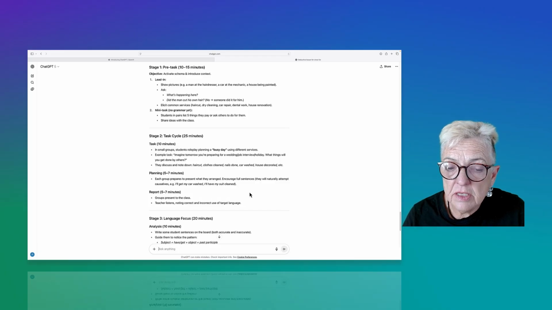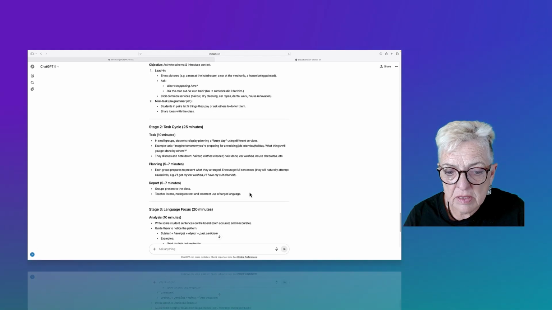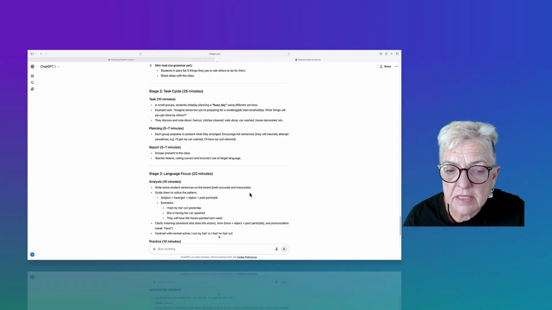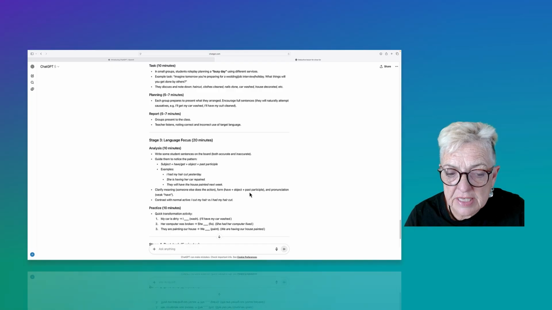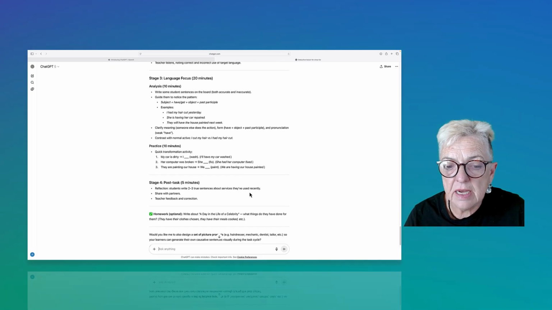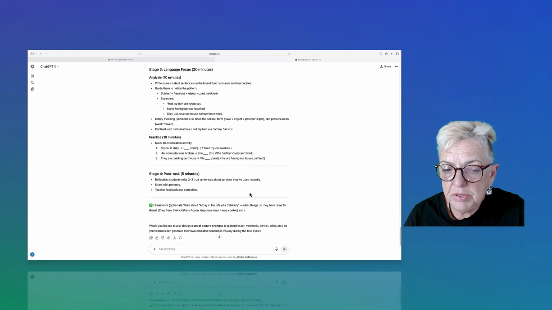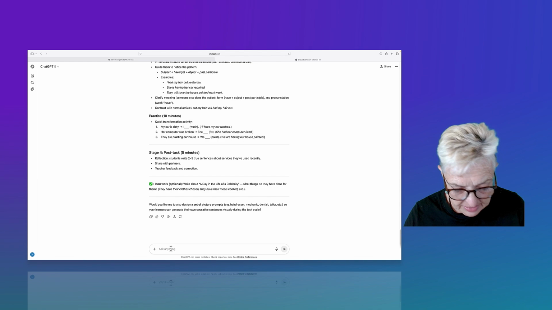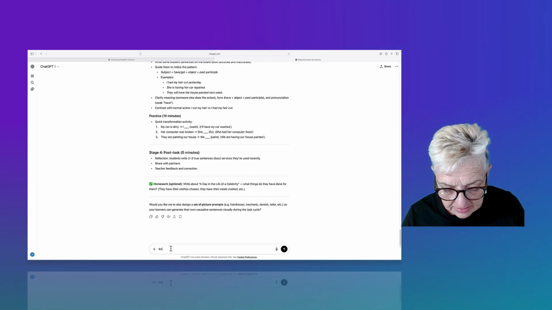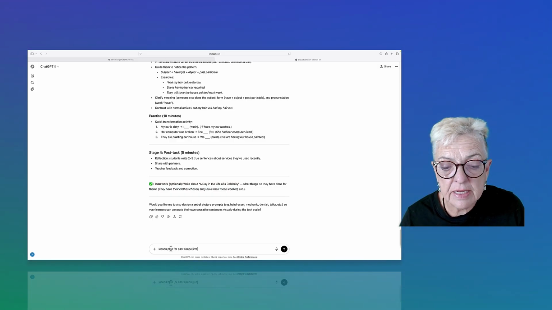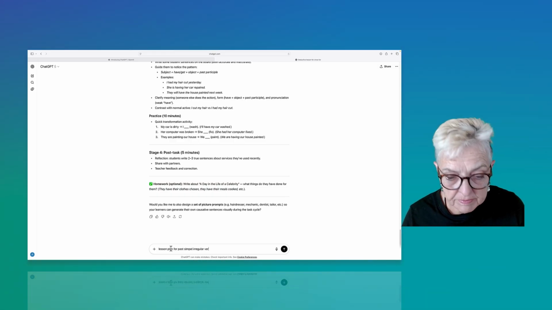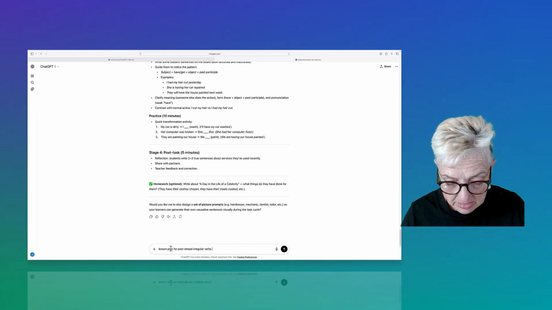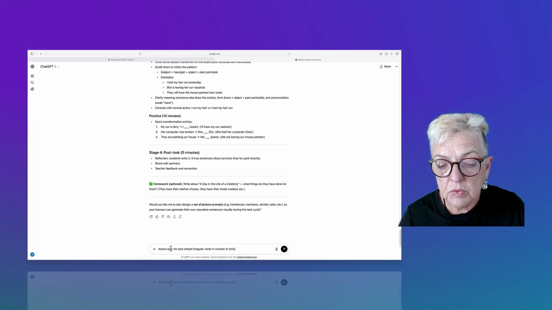Okay, so here's our task, role play, planning a busy day using different services. Students try the task, then they're given some language analysis, then they repeat the task to make sure that it's better. Pure TBL, great, all organised for you. And okay, lesson plan for past simple irregular verbs in context of school life.